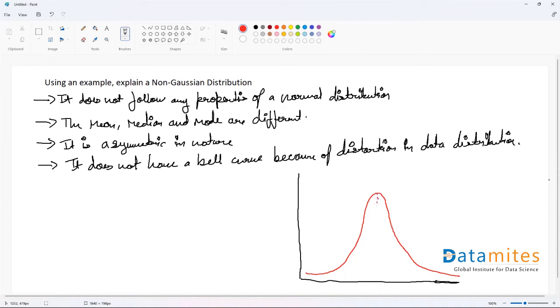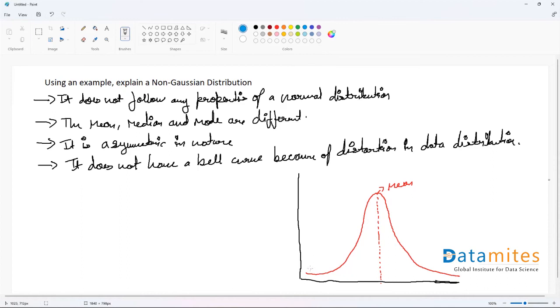So let's draw the mean. Obviously for a normal distribution, the mean, median, mode is same, but generally we consider mean as the correct representation of the data. So this is the mean. Now let's draw the non-Gaussian distribution.